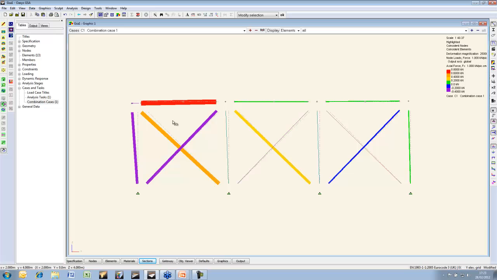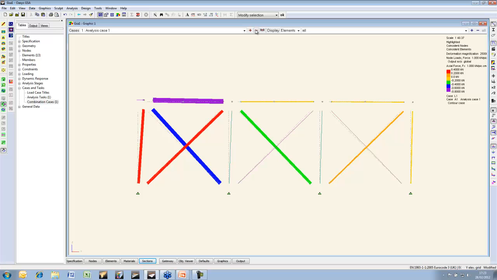The results are quite clearly nonsense, because we'd end up with compression in the ties and tension in the struts, which is ridiculous. This is an example where the load path is dependent on the load itself, and therefore it's quite inappropriate to start multiplying and sort of negating the values and so on.